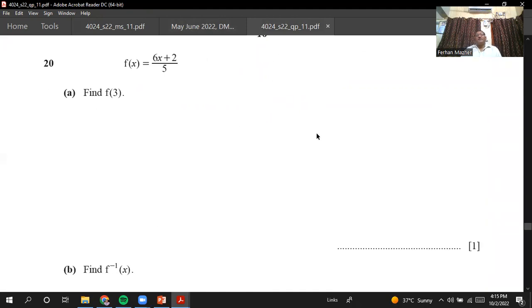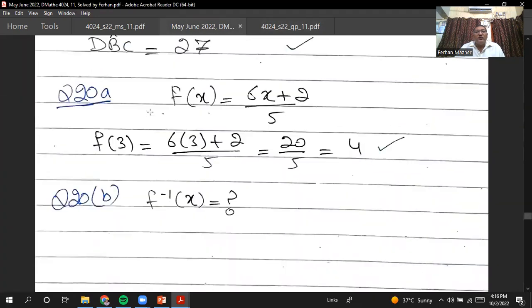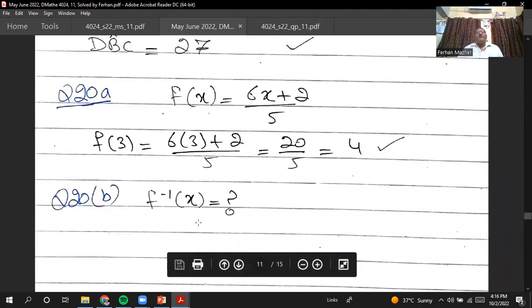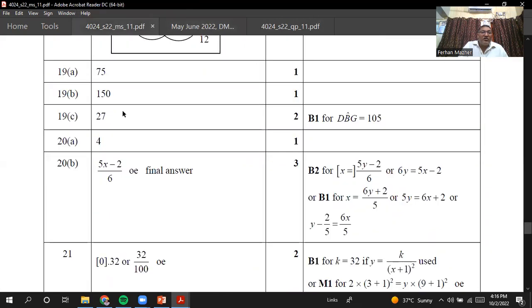He says f of x is equal to (6x plus 2) divided by 5. So they want me to find f of 3. So simply, in that function, wherever there is x, replace it with 3 and you will get the value. So let me show you. Okay, so this is how you do it. f of x will be equal to (6x plus 2) by 5. f of 3 will be 6 into 3 plus 2. 18 plus 2, that will be 20, divided by 5. And that will be 4. So this is how you do it. So 4 is the right answer, sir.